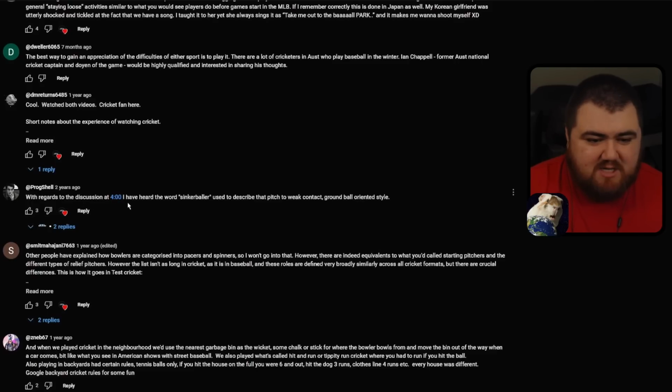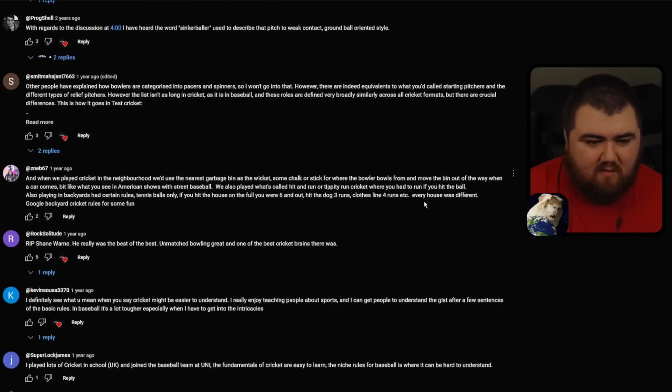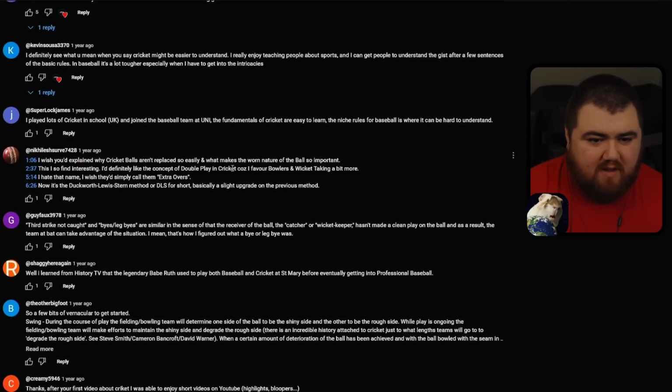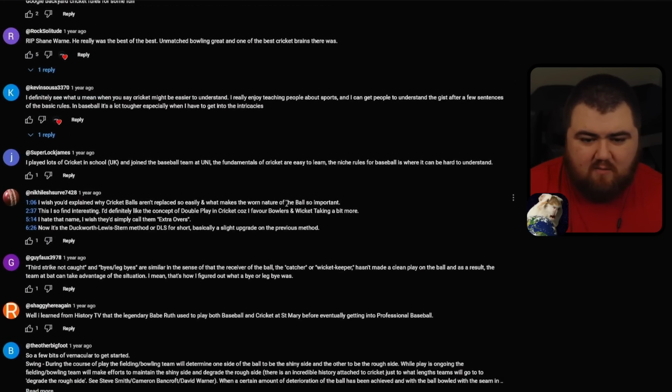With regards to the discussion at 4, I have heard the word sinker baller used to describe the pitcher with a weak contact, ground ball oriented style. I wish you'd explained why cricket balls aren't replaced so easily and what makes the worn nature of the ball so important. I mean, it's okay.